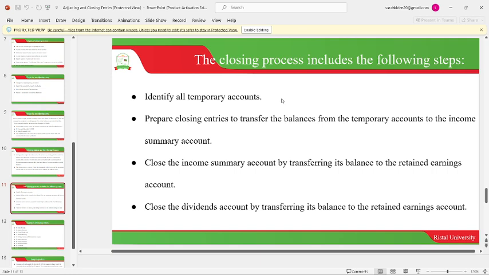Then you prepare closing entries to transfer the balances from the temporary accounts to the income summary account. And then we close the income summary account by transferring its balance to the retained earnings account. So we also close the dividends account by transferring its balance to the retained earnings account.